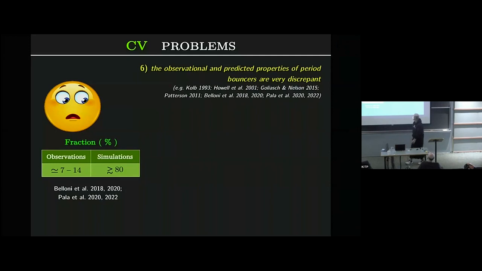Okay, if we look at the pure bouncer population, just this population, we also have two main problems. One is the fraction of the systems that we predict. The best simulation we predict is something like 40%, but typically this number gets as high as 80-90%. But in the observations, we have only 14%. So we are predicting that most CVs should be pure bouncers.